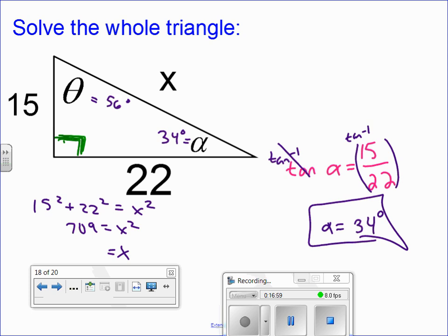Did you add that up in your head? Did you add 15 squared and 22 squared in your head? No, I did 15 squared. Okay. I know up to 15. 26.63.